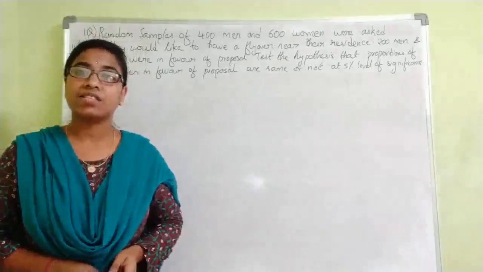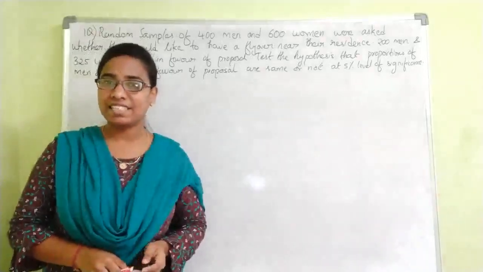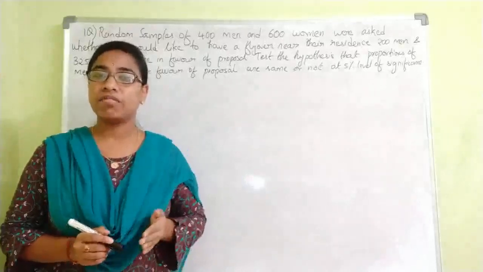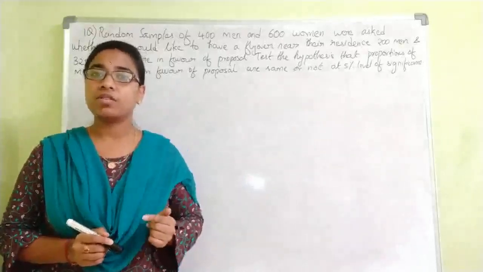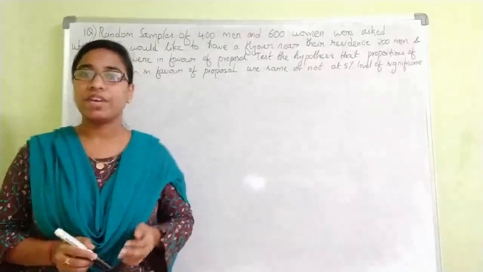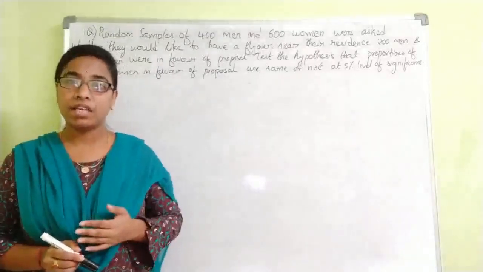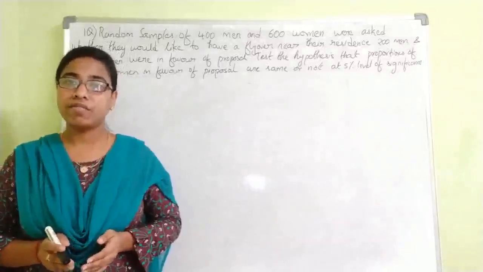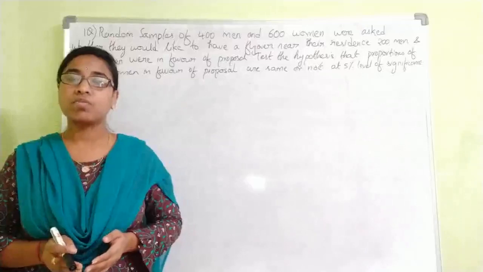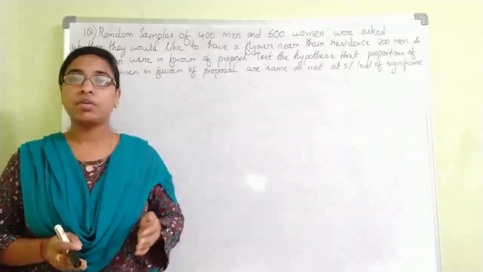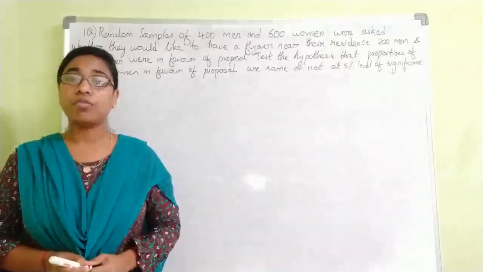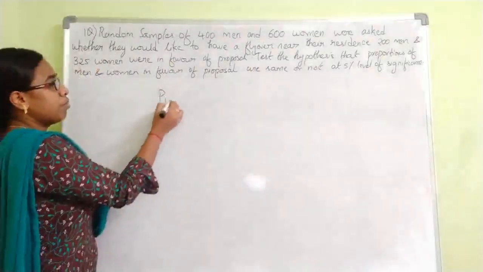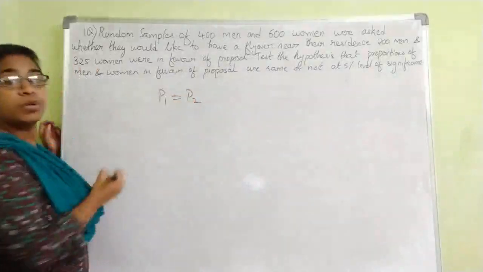So in the last class we started our second test under the large sample tests, that is, the test of significance for the difference of two proportions. Whenever you want to compare two populations, that is, whether two populations are equal or not, you will have two different proportions for your two different populations. The population proportions are capital P1 and capital P2.